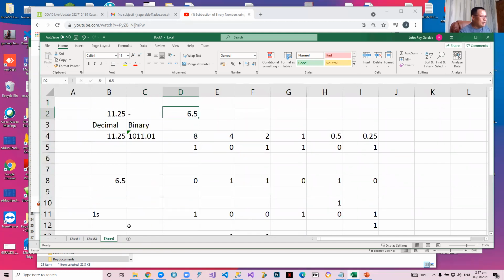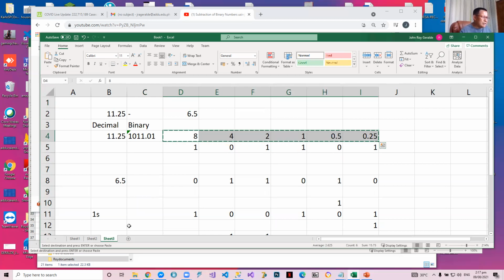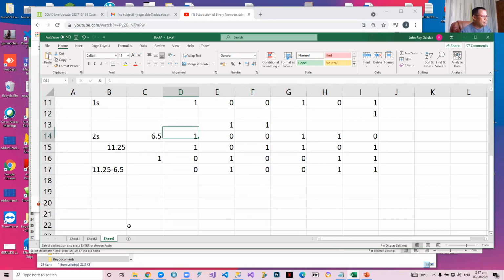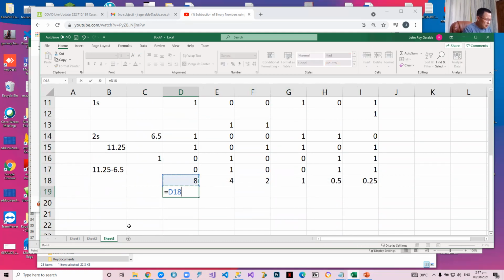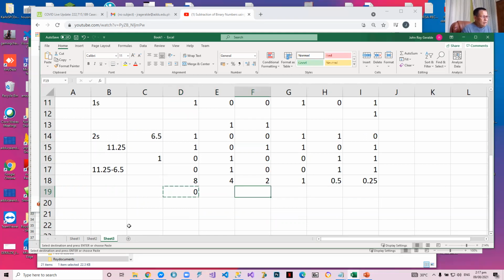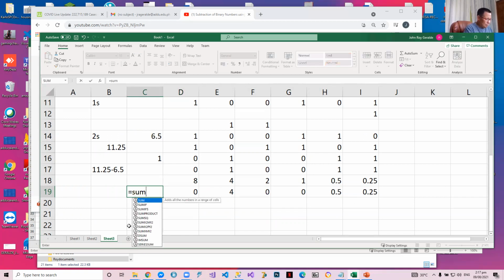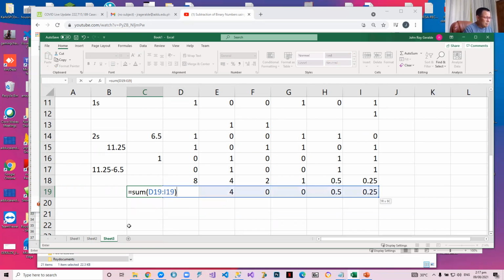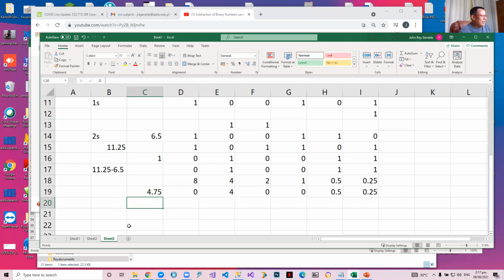Okay? So, let's bring down the place values, the weights. Let's compute this. Times that, then we'll copy. Okay, and then we'll sum. So 11.25 minus 6.5 is exactly 4.75. This is the right answer. Okay, do you get my point?